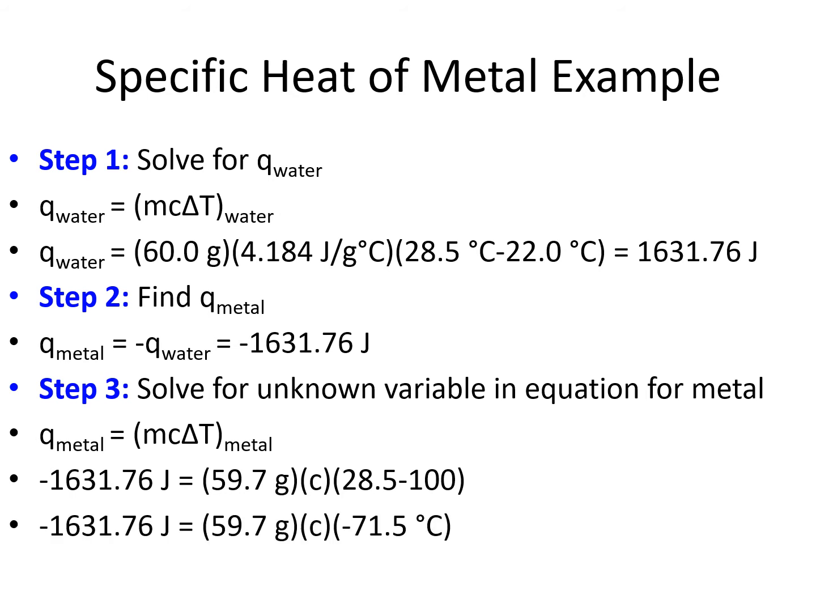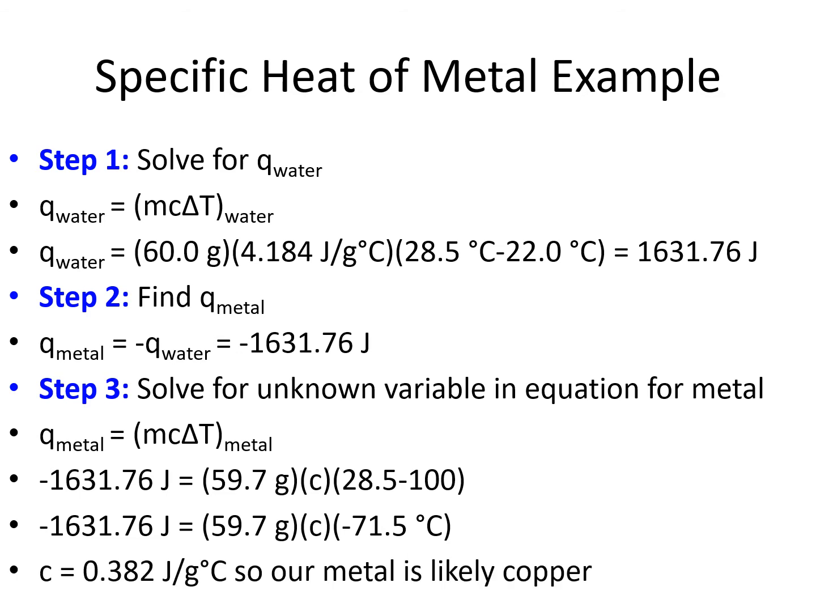Notice that's going to give us a negative value for our delta T, a negative 71.5. But we also have a negative value for our Q. So those negative signs are going to end up canceling out and giving us a positive value for C. So our answer is 0.382 joules per gram Celsius, and it's a positive value. We can look that up in the table and find that it's likely to be copper.